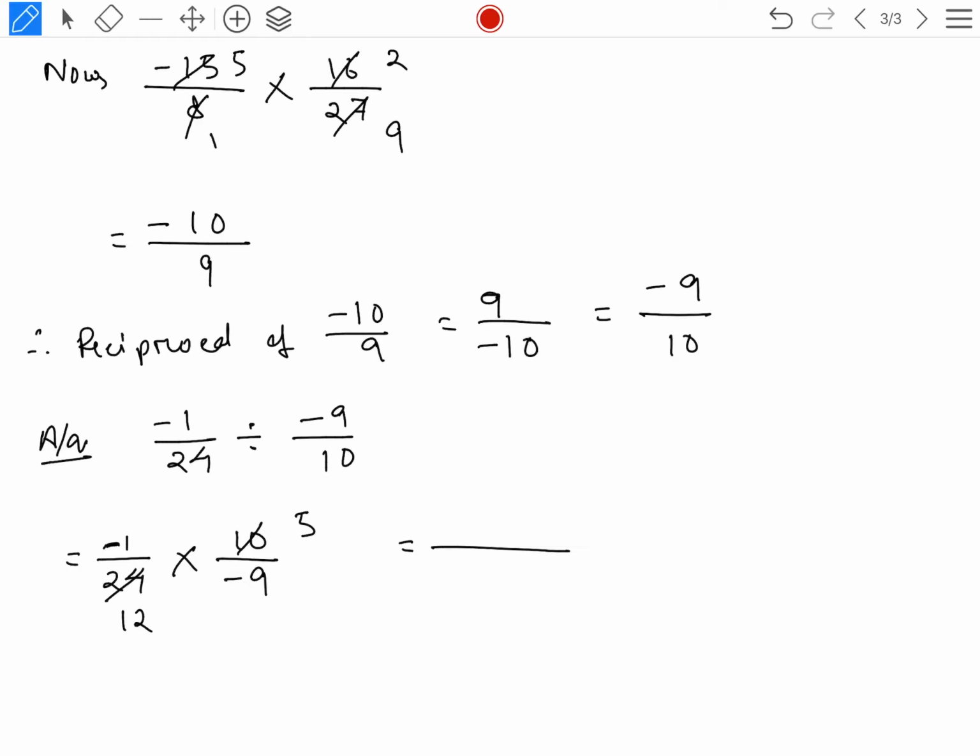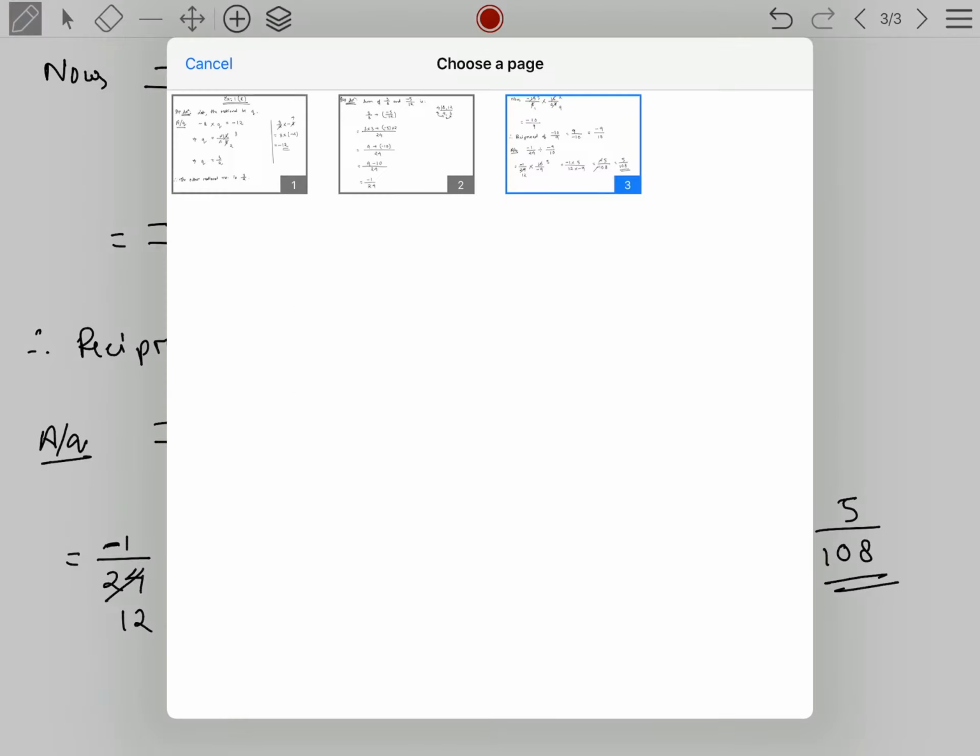Now if we multiply, in the numerator we will get minus 1 into 5, in the denominator it is 12 into minus 9. So minus 1 into 5 means minus 5, 12 9s are 108, but there is a negative sign here. This negative and negative can be cancelled out. Our answer will be 5 by 108. So this is our answer. I think you have understood up to this part.